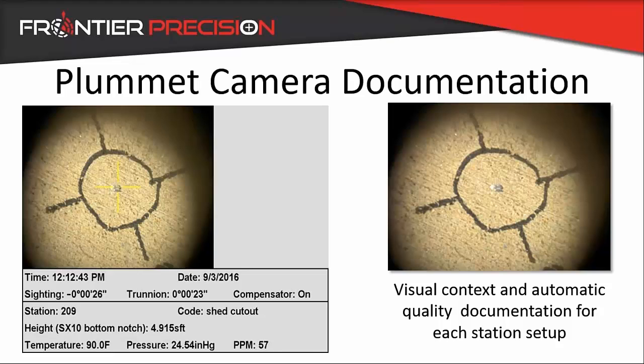Next, support for Plummet camera documentation. Again, this is what we saw earlier, giving you visual and automatic quality information about your setup, documenting that you're over the point, collecting that information, and storing it, including the instrument height.